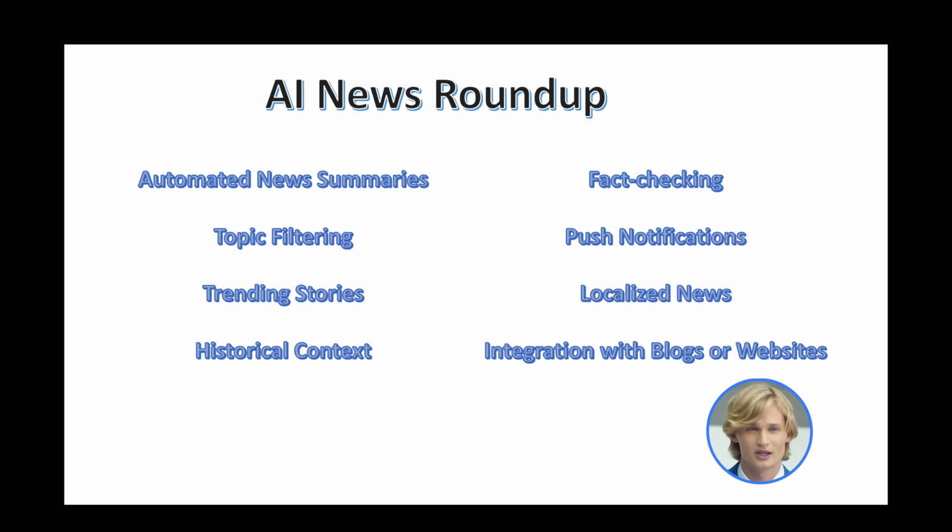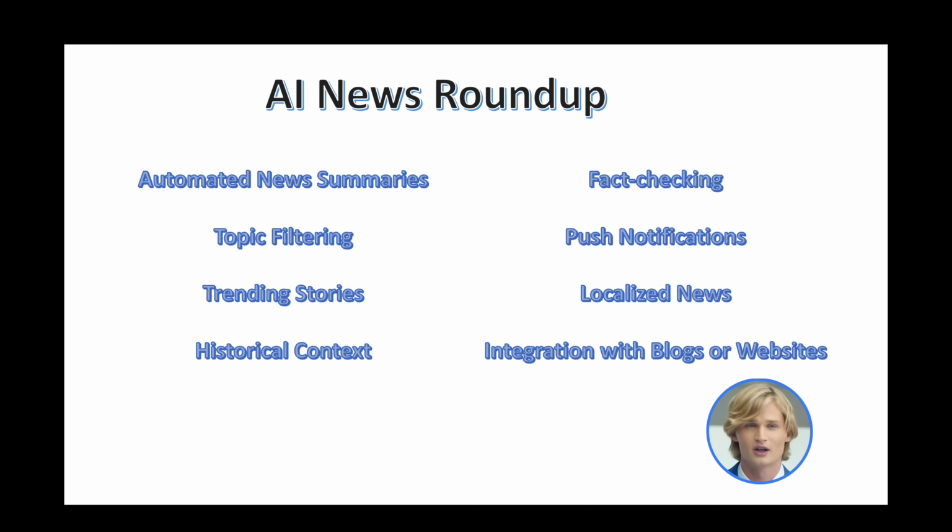AI News Roundup use cases might be: 1. Automated news summaries. Pull news from various sources and generate concise summaries for users interested in specific topics. 2. Topic filtering. Users can specify areas of interest, for example, AI, finance, sports, and receive news specifically curated to those topics. 3. Trending stories. Identify and present the most popular or trending news stories based on user preferences or global interest.